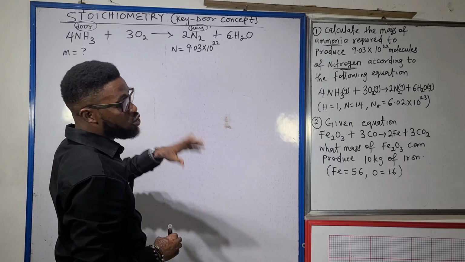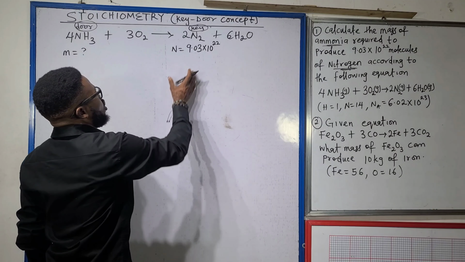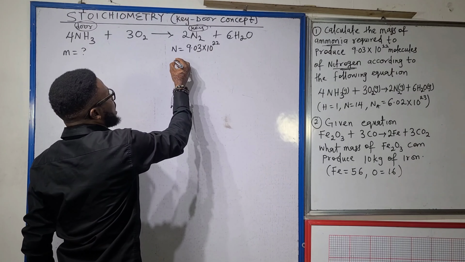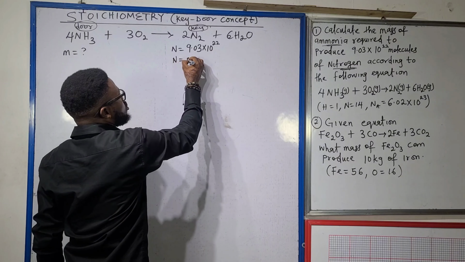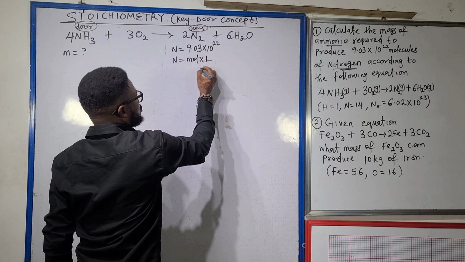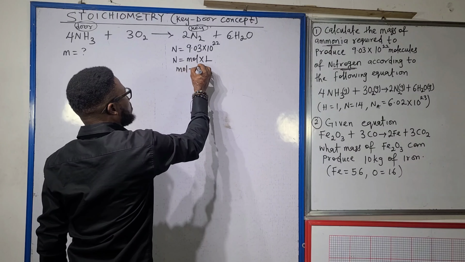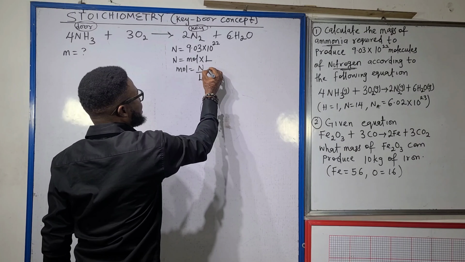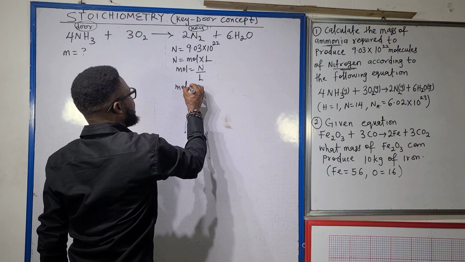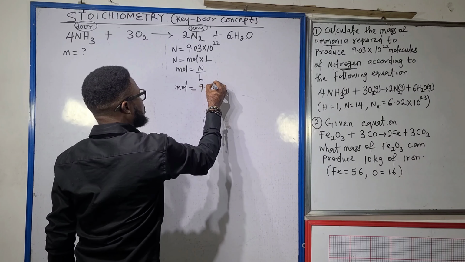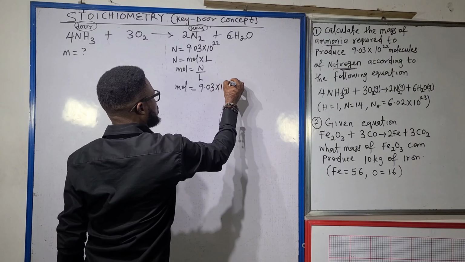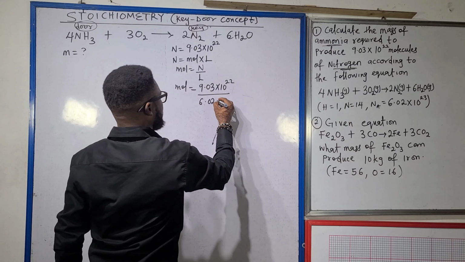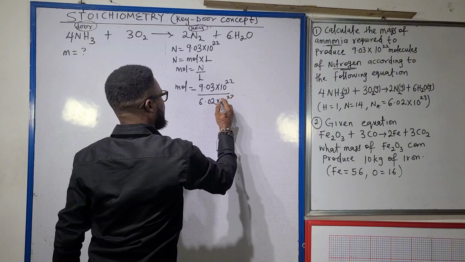What I am going to always do to my key first is to convert whatever it is I am given to mole. We all know that number of particles equals mole times Avogadro's number. Therefore, mole equals number of particles divided by L. In this case, this means my mole equals 9.03 times 10 raised to the power 22 divided by 6.02, which is a constant, of course, we were given in the question, times 10 raised to the power 23.